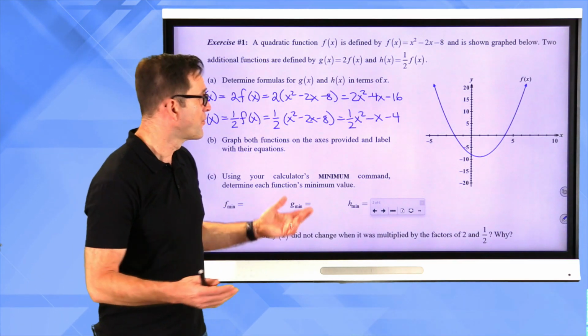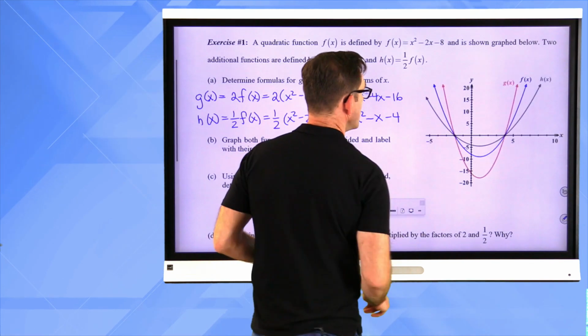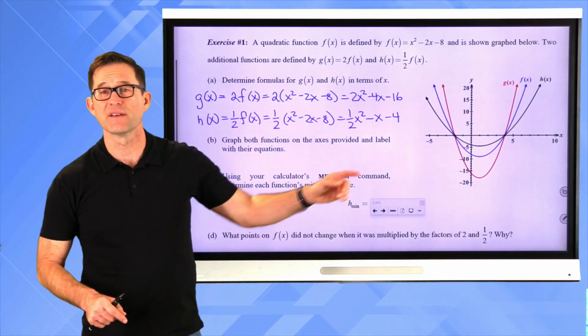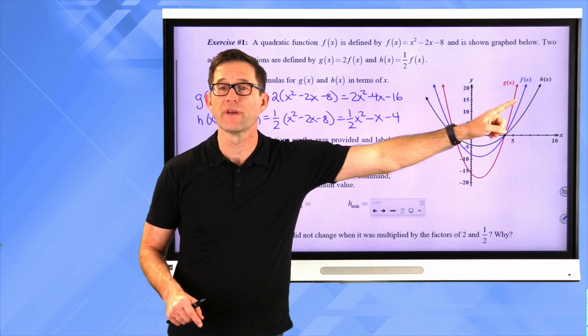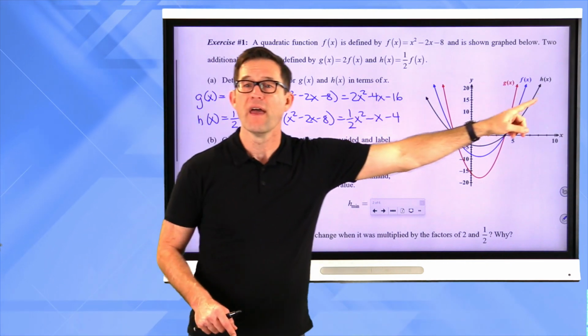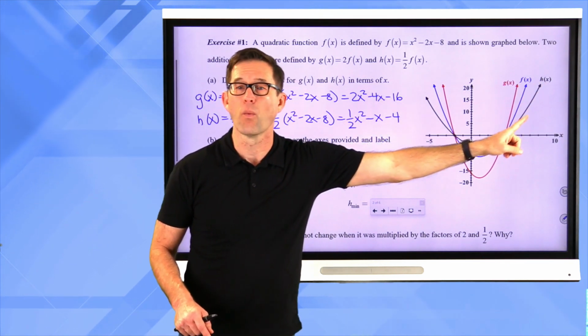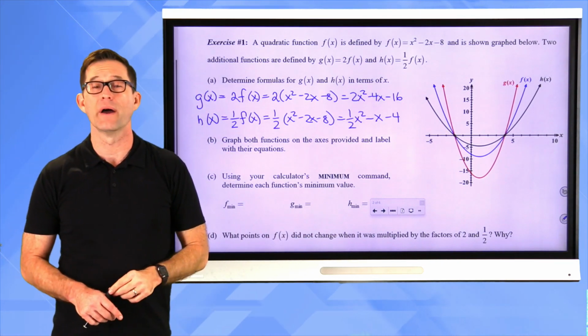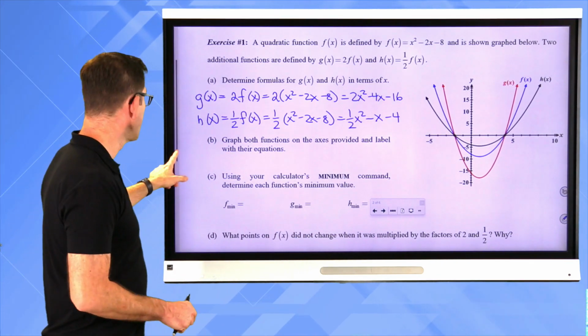All right, so of course for me, I've got just the magic of the board. So f of x was our original curve in blue, g of x is our 2 times f of x in red, and h of x is going to be our 1/2 times f of x in black there. All right, now let's take a look at letter C.